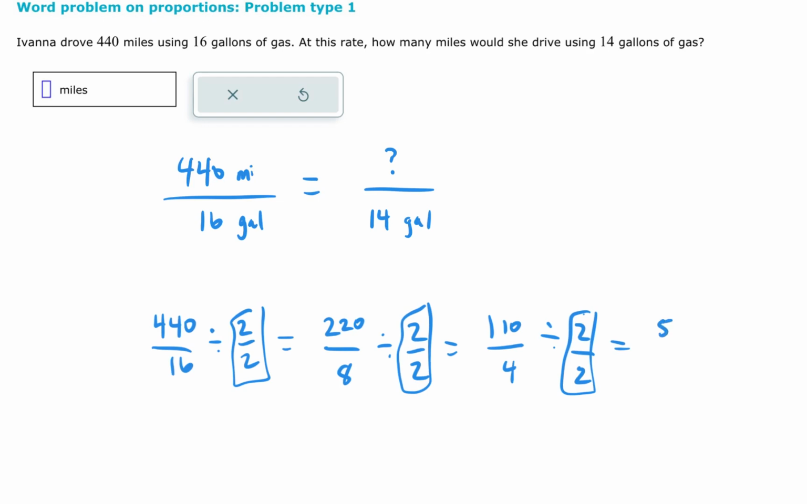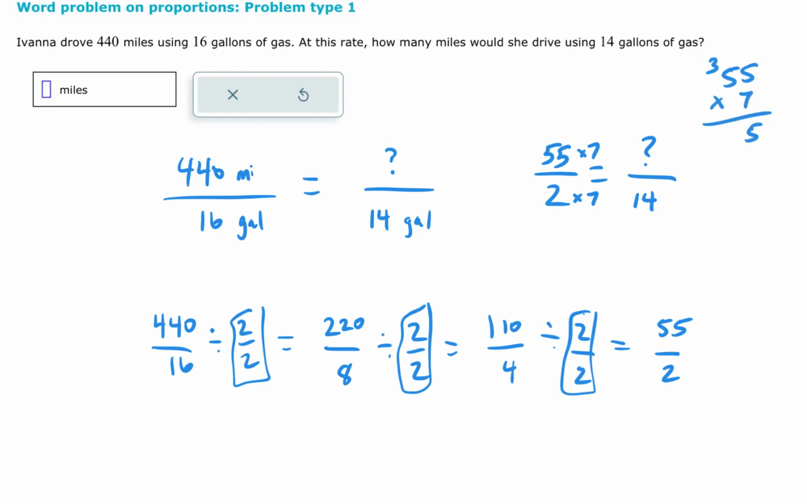So this will be, what, 55 over 2? And I think we've gotten to our simplest form now. So 55 over 2 equals blank over 14. And it looks like that's multiplying by 7. So I just need to do 55 times 7, and I'll have our missing value. Now, you could have used cross multiplication here, but whenever you can simplify, I think it's easier to simplify. It just saves you some multiplication and division work, and it's usually a lot faster. So our answer is 385 miles.